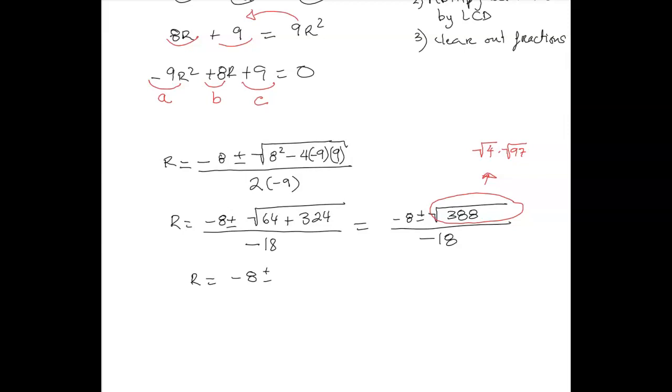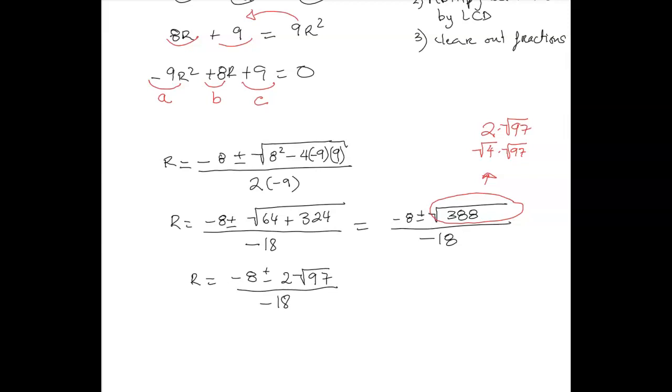Let's see, 97 seems like it's prime. So let me double check that. 97 divided by 7, for example. Yeah, 97 is prime. So this is not going anywhere, right? The square root of 97. So this is going to simplify itself to 2 times square root of 97. So instead of putting square root of 388, we're going to put 2 times square root of 97. And we're going to put it right here, over negative 18.